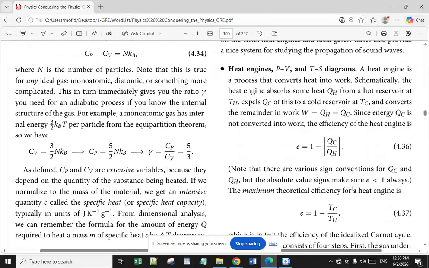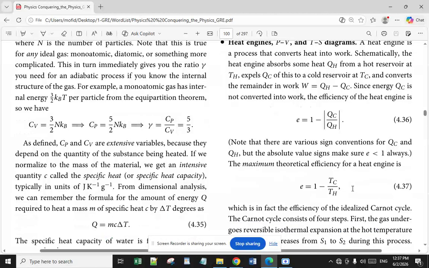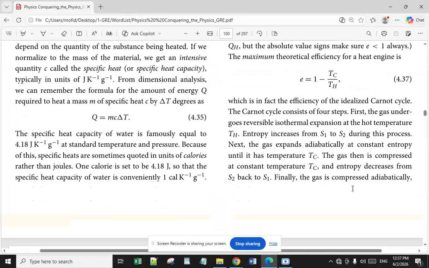As defined, CP and CV are extensive variables because they depend on the quantity of a substance being heated. If we normalize to the mass of the material, we get an intensive quantity c called the specific heat or specific heat capacity, typically in units of J kg^-1 K^-1. From dimensional analysis, we can remember the formula for the amount of energy Q required to heat a mass m of specific heat c by ΔT degrees, as Q is equal to mcΔT.